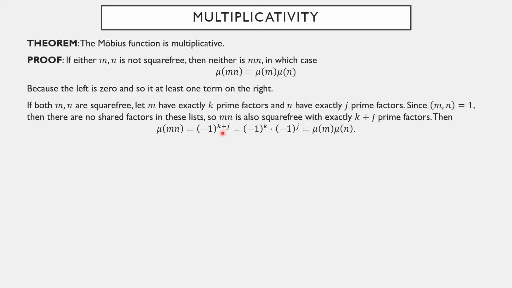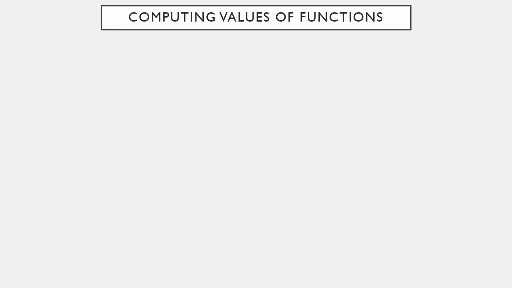But just as in terms of how exponents work, this is negative 1 to the k times negative 1 to the j. But m was square-free with k distinct prime factors, and n was square-free with j distinct prime factors, so we get this equality here. So we now have two examples of functions that are multiplicative, the tau function that counts the number of positive factors, and the Mobius function, which is a sort of way of distinguishing whether a number is square-free or not.